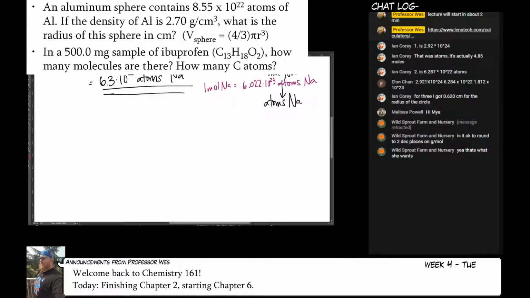Alright, so problem number 3, I have an aluminum sphere. So I'm going to actually draw a little picture of this. So here's my sphere. And we know it's a sphere because I'm going to put a shadow next to it. And we're gonna have the light reflecting off of it. There, it's a sphere now. And it has 8.55 times 10 to the 22 atoms of aluminum.